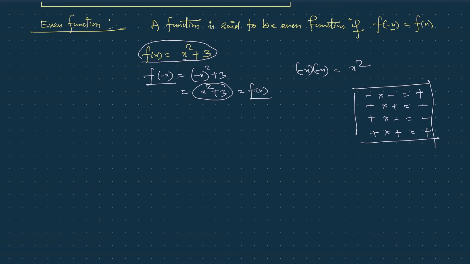So in this format, we have seen that this function is not changing. When we change the value of x into minus x, the function does not transform into some other form. It is the exact same function that we have seen previously. That's why a function is said to be an even function if f of minus x is equal to f of x, if this condition is satisfied.